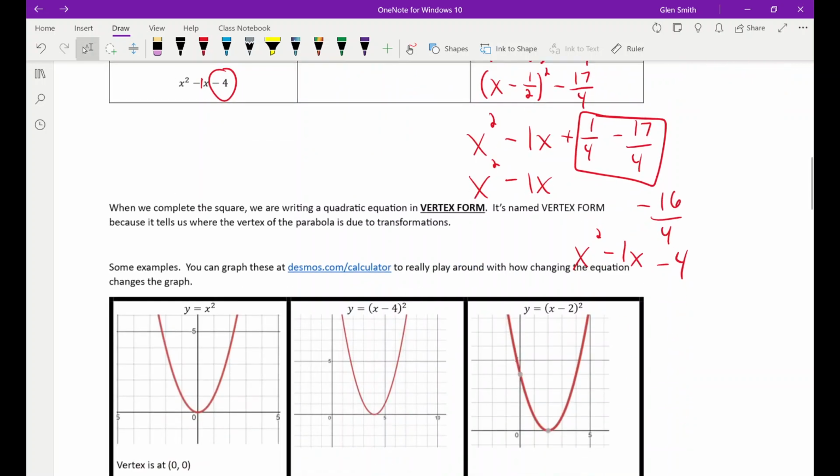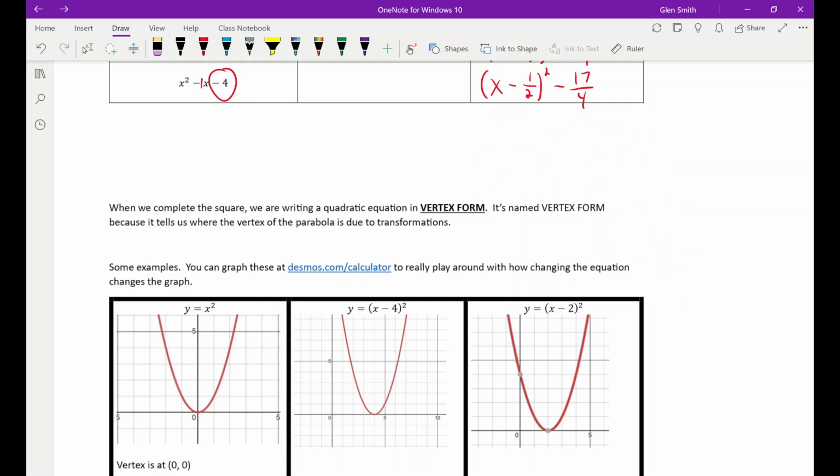Okay. Now, the whole point of maneuvering these things around like this is we're completing the square, and what we're doing is putting this quadratic equation in vertex form.